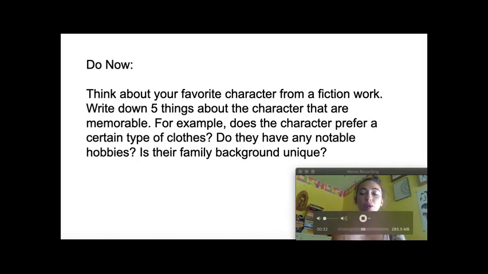So, for example, think about some of the things that might have stuck in your memories. Did they have any notable hobbies? Is that maybe what made them really memorable to you? Did they have a unique family background? Do they wear a certain kind of clothes all the time? Like in a lot of TV shows, the character will wear the same outfit every single time. So think about those things and write down 5 things, like I said, about that character that are memorable to you and that make that character your favorite.